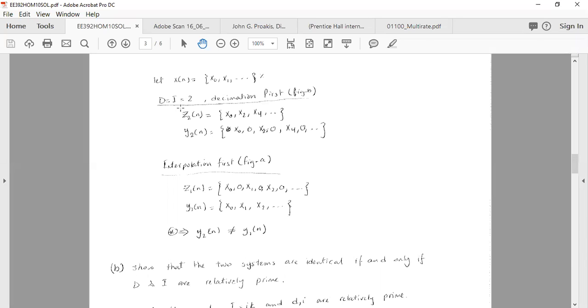If our I value was 3, what do we do? 3 minus 1. So we add how many zeros? 3 minus 1, that is 2. So we add 2 zeros after each term.